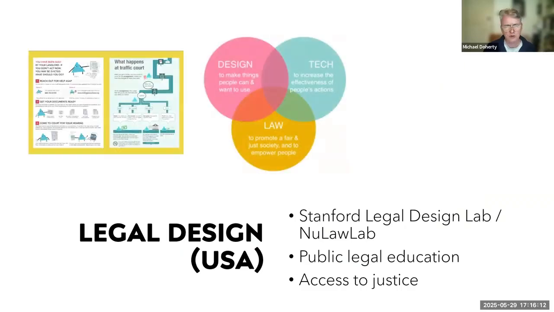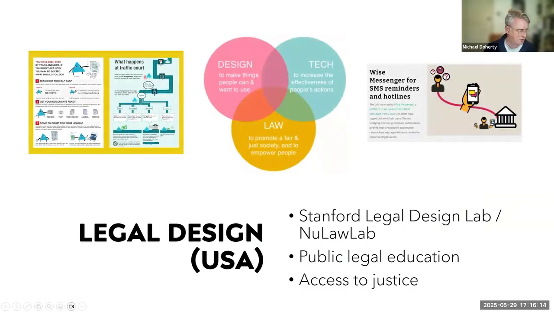In relation to the US, the story is a little bit different. Most of the initial activity on legal design in the US has come out of innovation labs in universities. I mentioned Stanford Legal Design Lab, New Law Lab. There are now a range of other innovation or legal design labs at other US law schools. And their focus has been very much on what in the States they call poverty law, or access to justice.